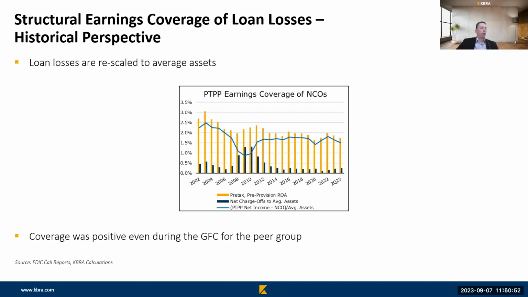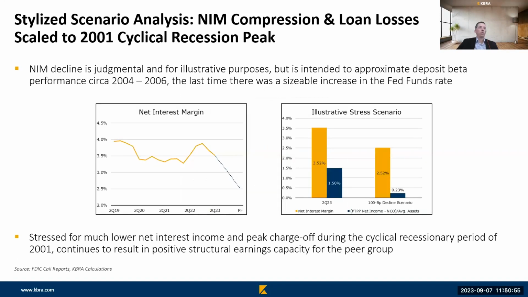And let's go ahead and move on to our final slide. Stylized scenario analysis on NIM compression and loan losses scaled to the 2001 cyclical recession peak. Yeah, so this is the future part, right? We just looked at the history for the last 20 years or so. To conclude the research report, I think it's conventional wisdom at this point that banks' earnings are going to be under pressure for a little bit of time here, primarily due to net interest margin compression, which is really attributable to pretty rapidly rising deposit and other funding costs.